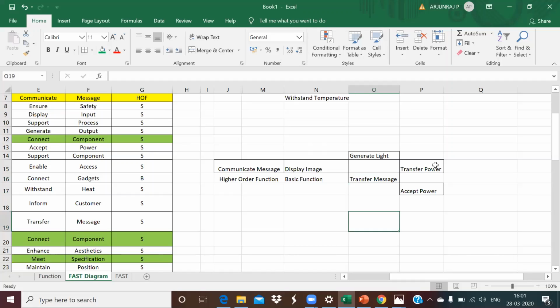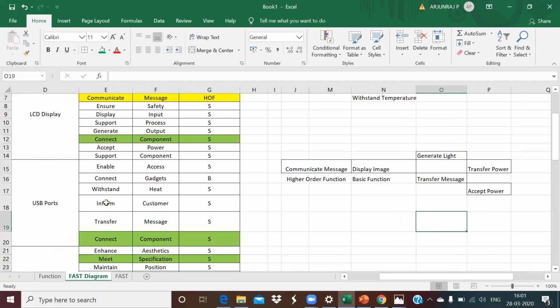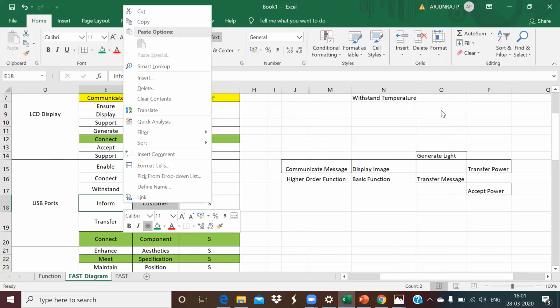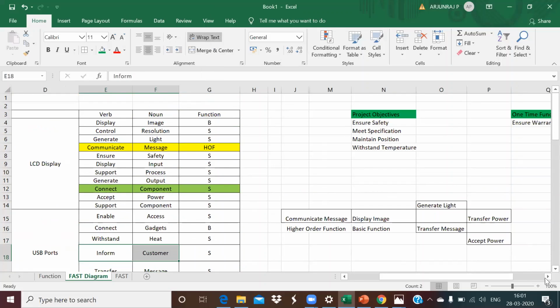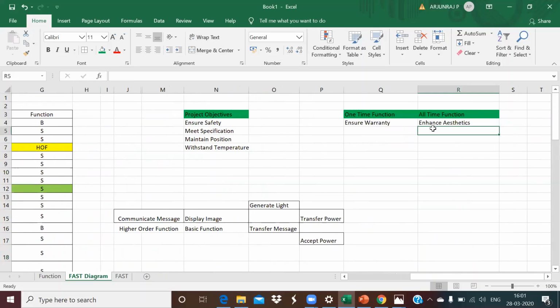So how to transfer power? Even this inform customer can be the all-time function, because you need to inform the customer. And you need to ensure that you are covering all the functions, whatever you are writing there in the random function. And whatever is not required, you can put it in dotted, and you need to close the loop.